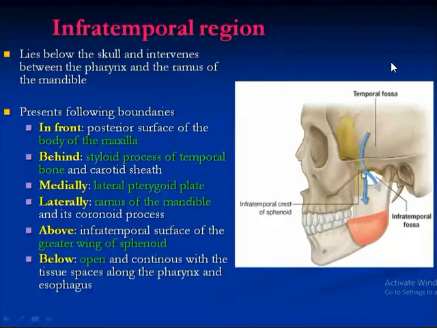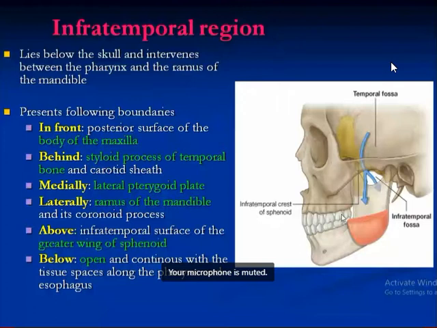Now above, it will communicate with the temporal fossa through a gap present between the zygomatic arch and the side of the skull. And next is below. Below, it is open. It will continue with the space present around the pharynx and the esophagus. So this is also a kind of revision for you because I've already told all those things in the bone class. So this is the infratemporal region.